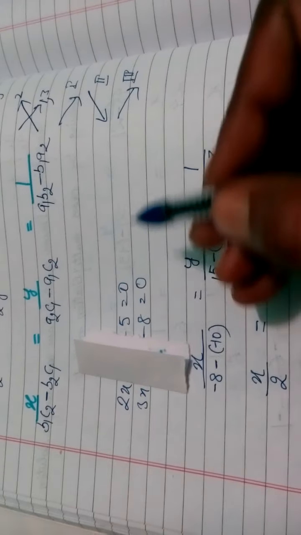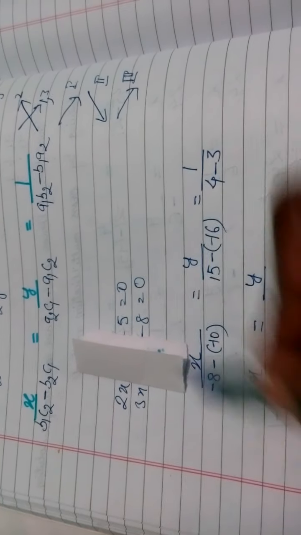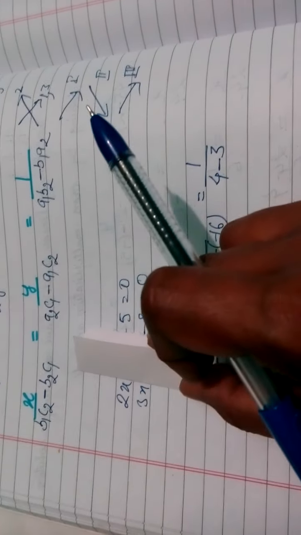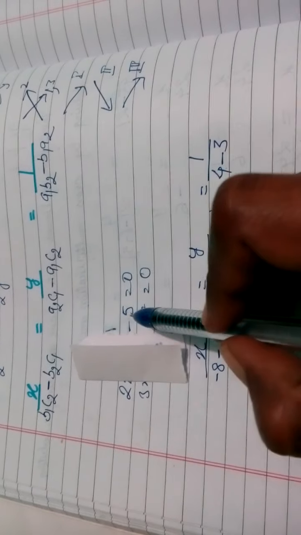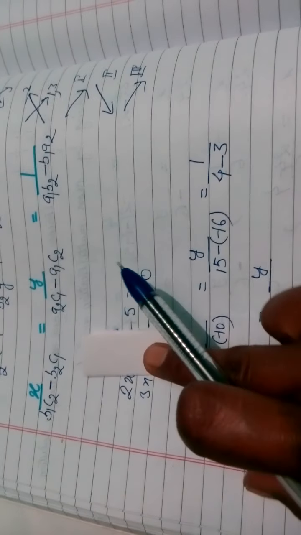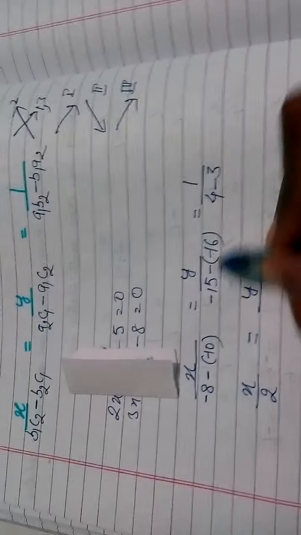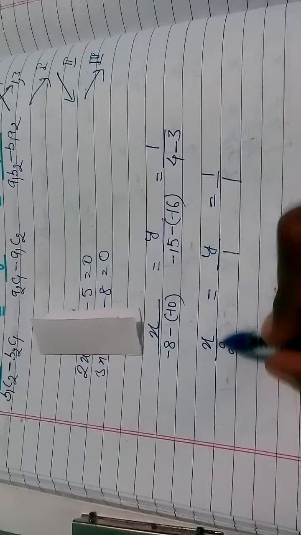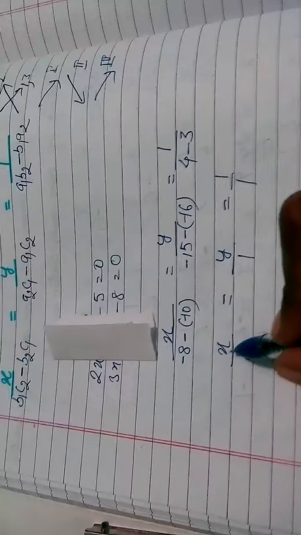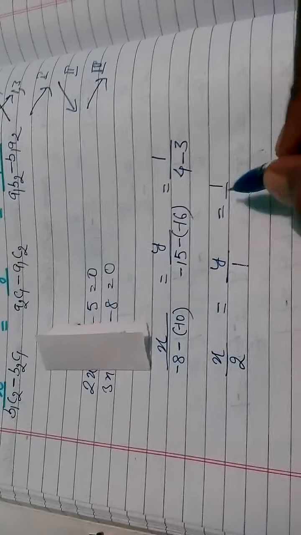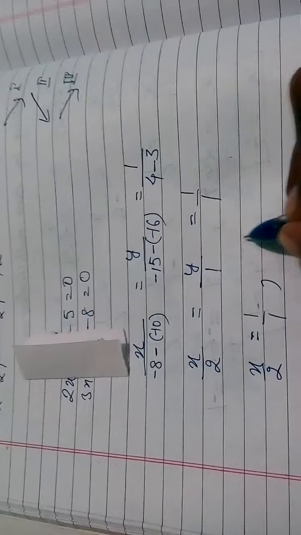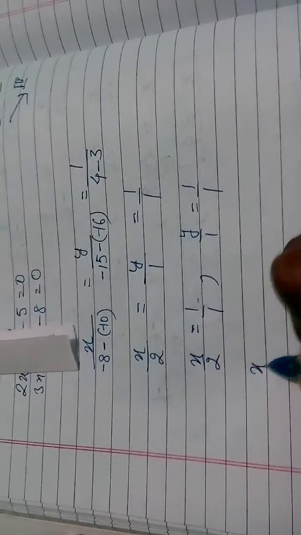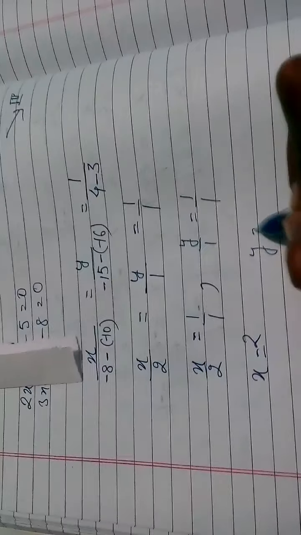For y, what was the second step? Minus 3. Here it is minus 15, because you have to keep the sign in your mind. So it was minus 15, not 15. So minus 15 plus 16, you get 1, and it is y upon 1. The last step is just to equate these coefficients. So x by 2 is taken as 1 by 2, and y upon 1 is also equal to 1 upon 1, and in this way x will be equal to 2 and y is equal to 1.